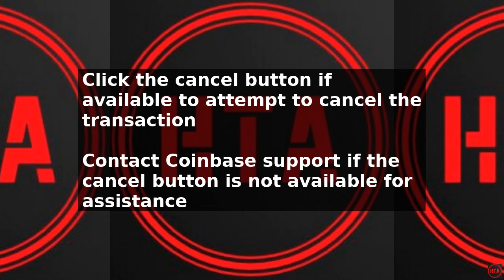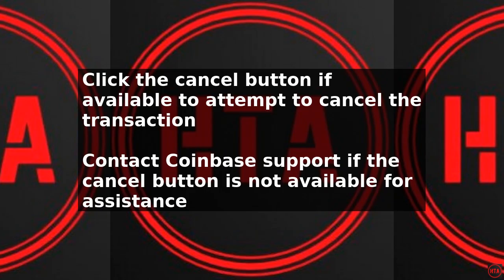Coinbase transactions typically time out after a certain period, usually several hours or days, depending on the network congestion. If the transaction times out, it will be automatically cancelled and the funds will be returned to your account.